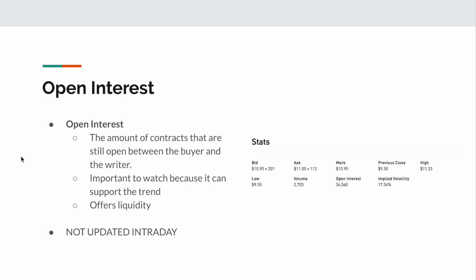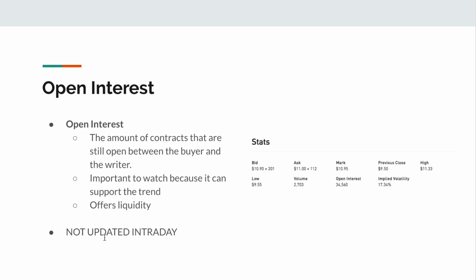So again, open interest is the amount of contracts that are still open between the buyer and the writer, and it's not updated during the day. It's updated after market close. You'll only be able to see yesterday's open interest.